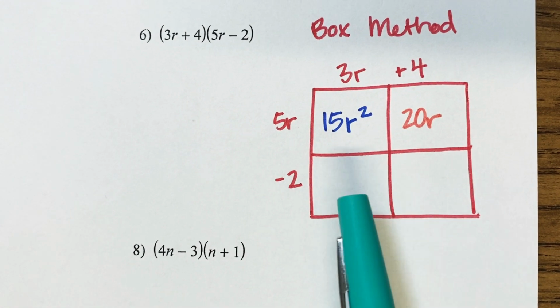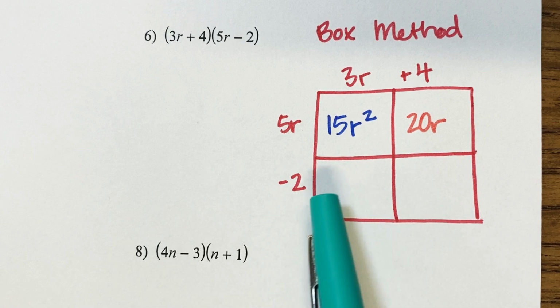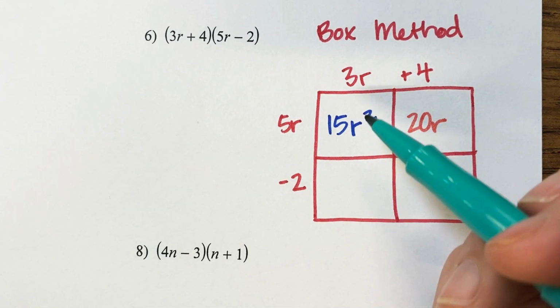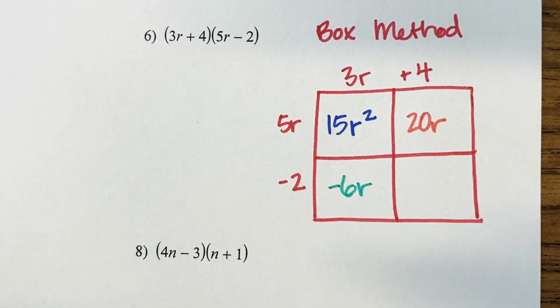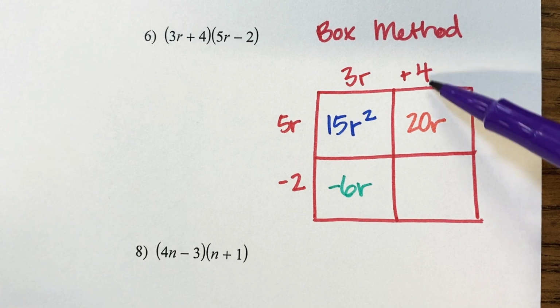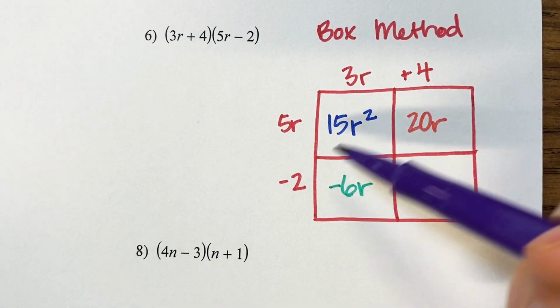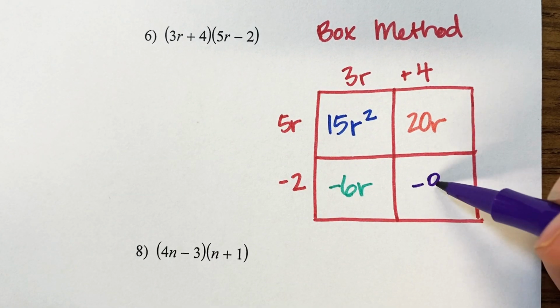Okay, let's go down here to our next box. It lines up with 3r and negative 2, so 3 times negative 2 is negative 6 with an r. Okay, and our very last box lines up with 4 and negative 2, so 4 times negative 2 is negative 8.